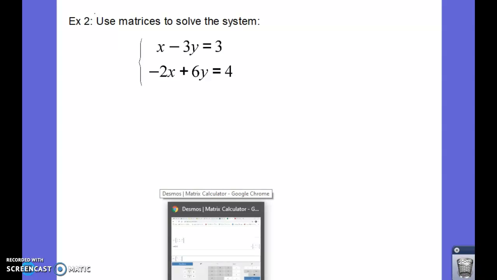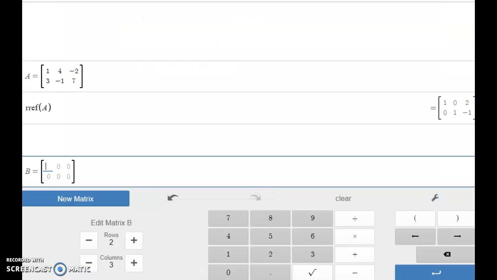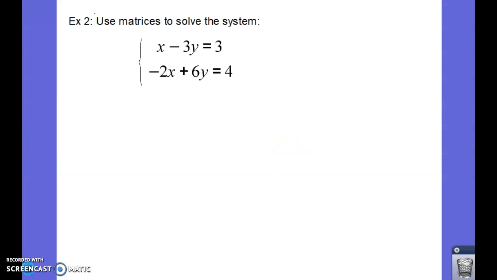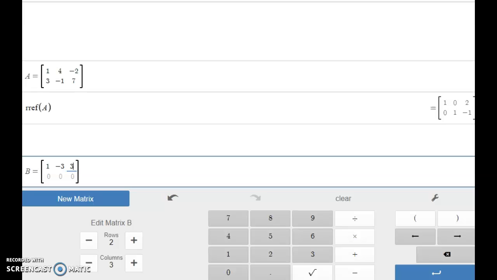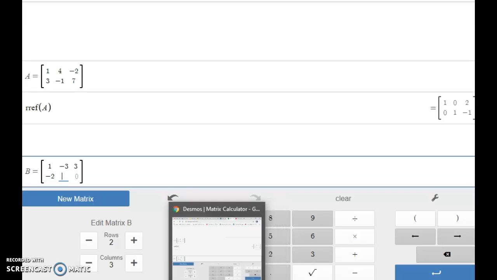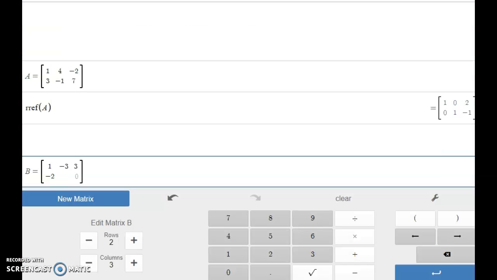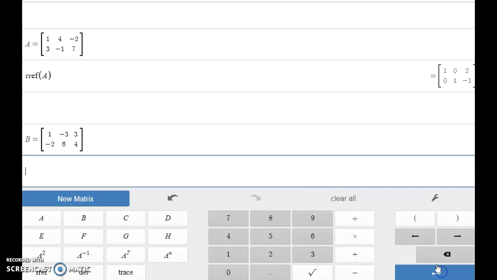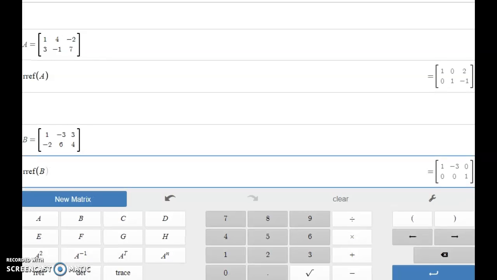I just remember the 2 in the problem. Nope, that wasn't even right. It goes 1, -3, 3. And you can use your arrow keys. That's what I'm doing to move around. -2, 6, 4. All right, hit enter. And then the ref tool, matrix B, and you see your answer already over here.